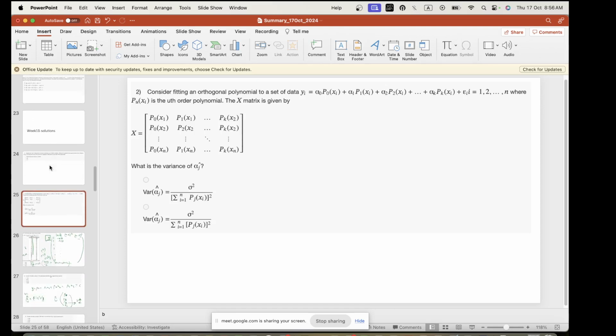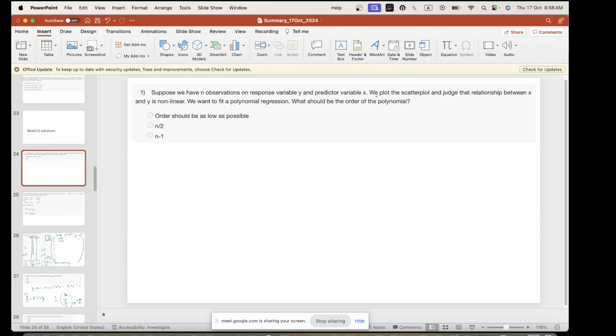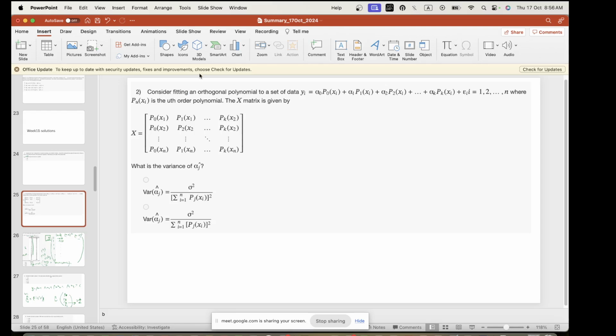Same thing. If we plot the scatter plot, what should be the order of the polynomial? Order should be as low as possible. That's the only criteria that we have. And if we have something like this, then X matrix is given by this, and then what is the variance of alpha j hat? So variance of alpha j hat is actually sigma square (X prime X) inverse.